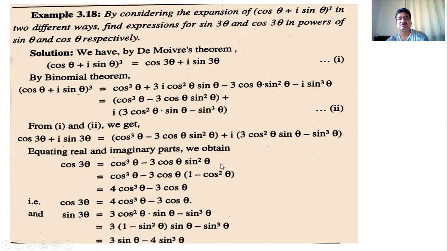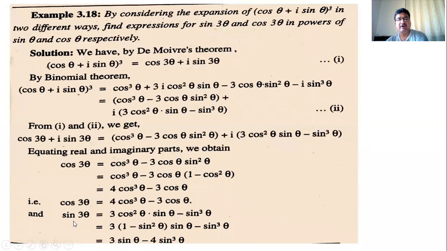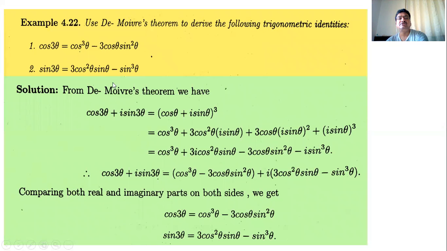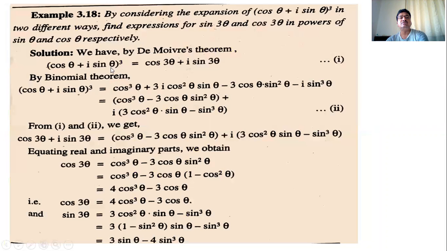Up to this, solve this. No need to write sine square theta as 1 minus cos square theta. So same question, same answer. So we have to prove sine 3 theta is 3 cos square theta sine theta minus sine cube theta. Okay, so the same question, so same proof, that is by considering the expansion in 2 ways, we have this answer. The next problem is cos 6 theta and sine 6 theta, similar to this problem.